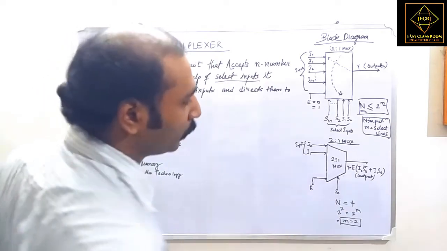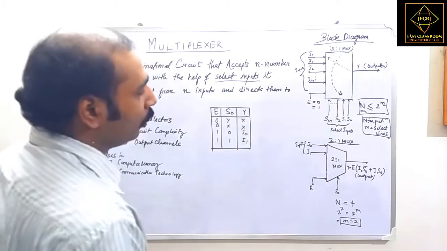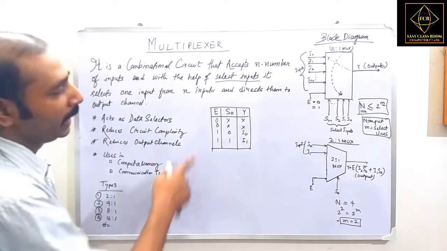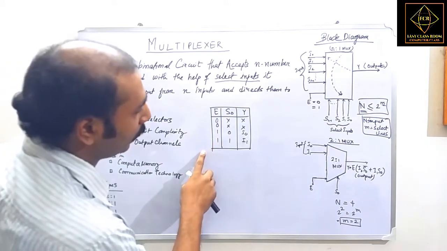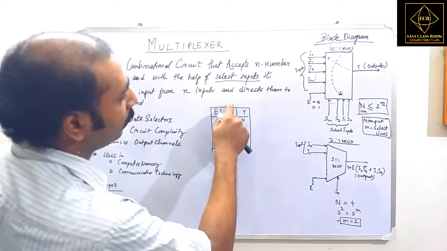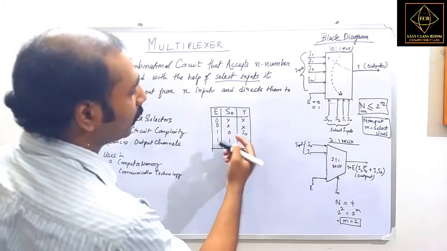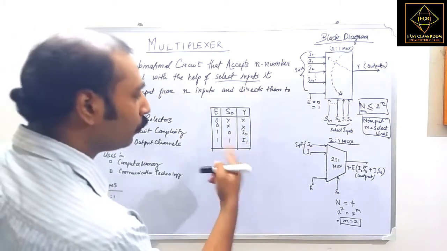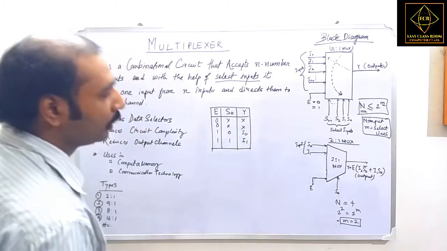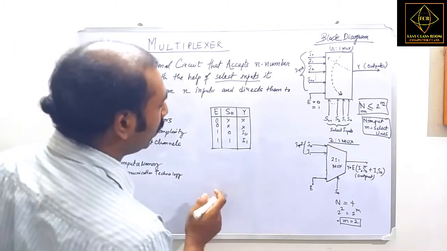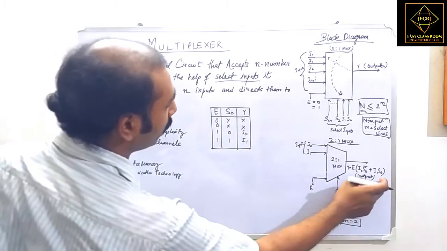Let us understand how this circuit works first, to see what is actually happening inside it. When E is 0, the circuit will not produce anything. When E is 1, this single select S0 can have two values. For the two values, it will produce I0 as output and I1 as output respectively. So the expression that we get is this one.